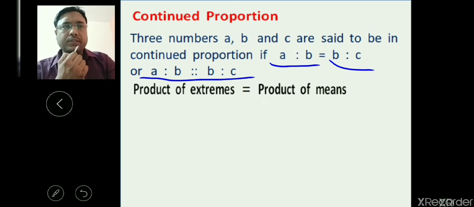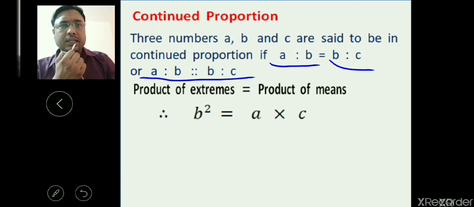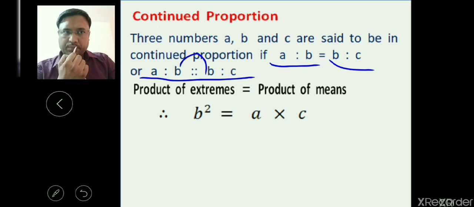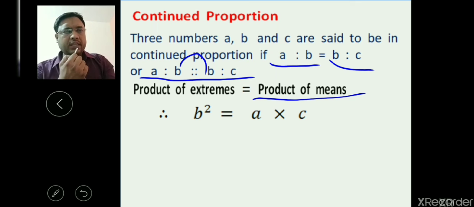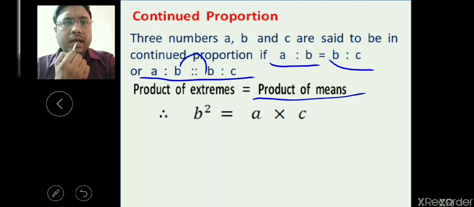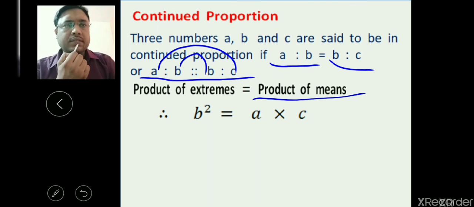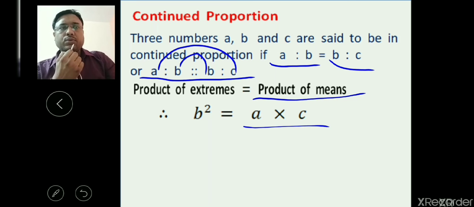So product of extremes equals product of means. Product of means is B into B. I am doing first product of means only. Anything you can write on left side or right side. So first I am writing product of means, that is B into B is B square, and that is equal to product of extremes, A into C. So B square equals AC.